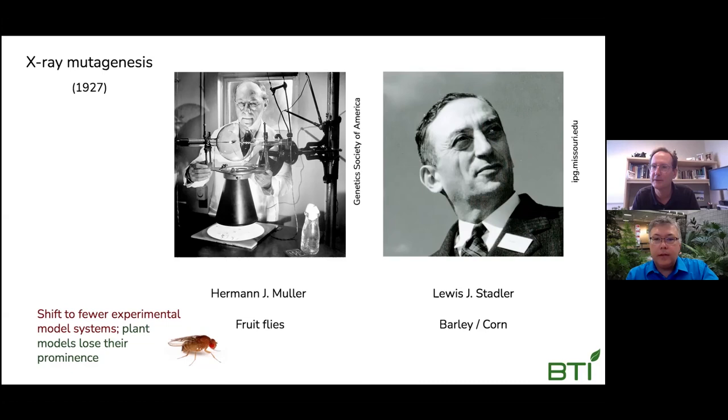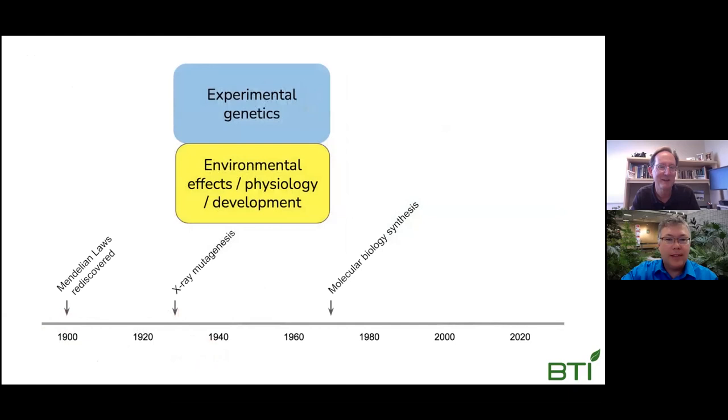Okay. That makes sense. Then again, in cartoon style, as you move down the 20th century, experimental genetics, by which I mean the study of trying to understand what genes are, what chromosomes are, how the basics of genetic information flow, starts to focus on a limited number of model systems away from plants. After World War II, it is very much focused on bacteria and the viruses of bacteria, the beginning of molecular biology. And then people working on physiology, development, and environmental effects, those fields separated from each other. At least environment was less important.